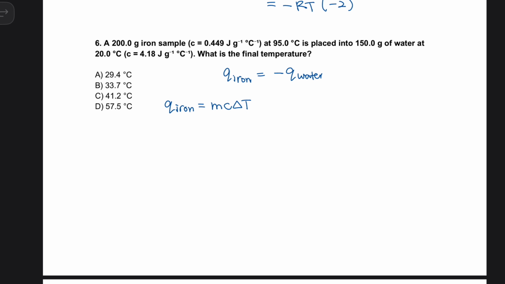So for iron, we have 200 grams. The heat capacity is 0.449. And then the change in temperature, well, we don't know the final temperature, so we'll call it T2, but we know the initial is 95 degrees Celsius.